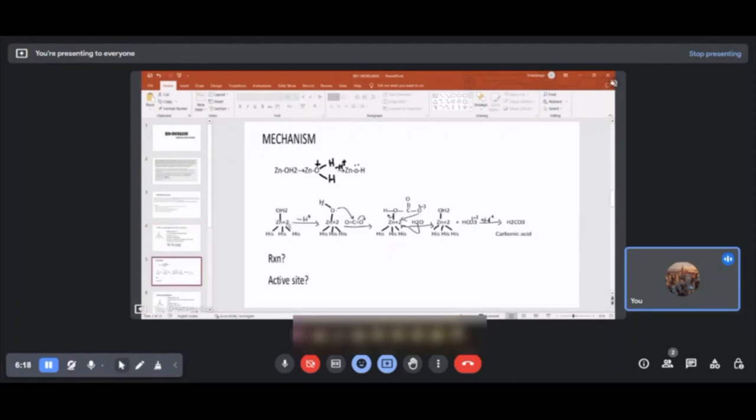This is the mechanism of how it is done. Here, in Zn-OH2, this part of the enzyme where zinc is attached to an OH2 molecule, since the OH2 molecule has lone pairs, the zinc will abstract a lone pair. Since zinc is a Lewis acid, it has the tendency to abstract electrons. So zinc will abstract the lone pair electrons from OH2, and the oxygen will develop a positive charge. Positive charge over oxygen is unstable, so one hydrogen will be released, and it will form Zn-OH.